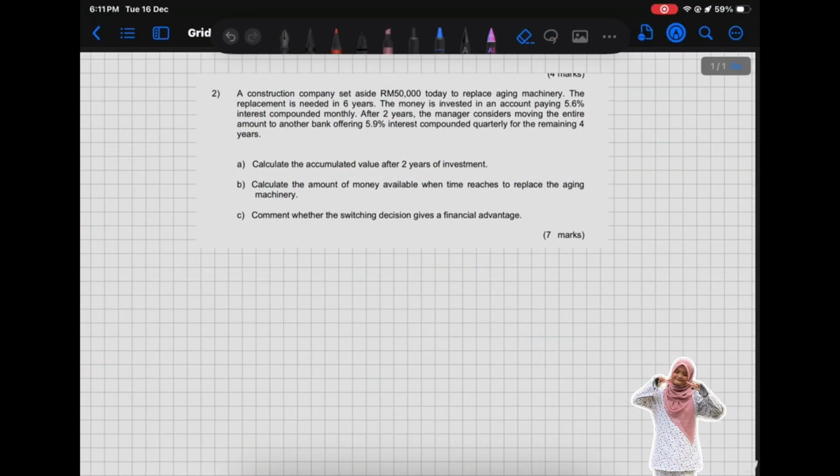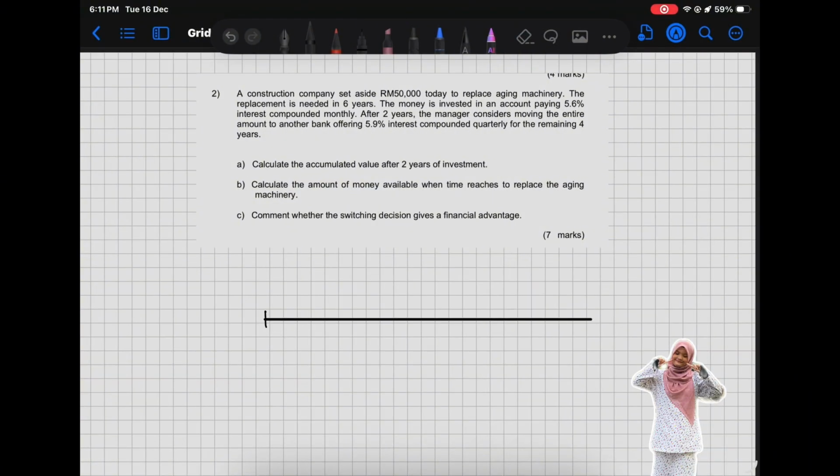Question 2. A construction company set aside 50,000 ringgit today to replace aging machinery. The replacement is needed in 6 years. The money is invested in an account paying 5.6% interest compounded monthly. After 2 years, the manager considered moving the entire amount to another bank offering 5.9% interest compounded quarterly for the remaining 4 years. Before we start, we do the timeline first.